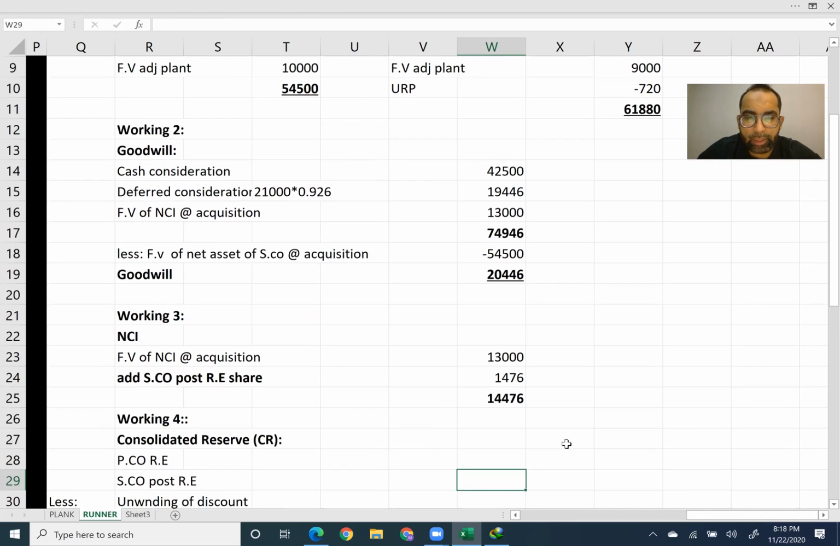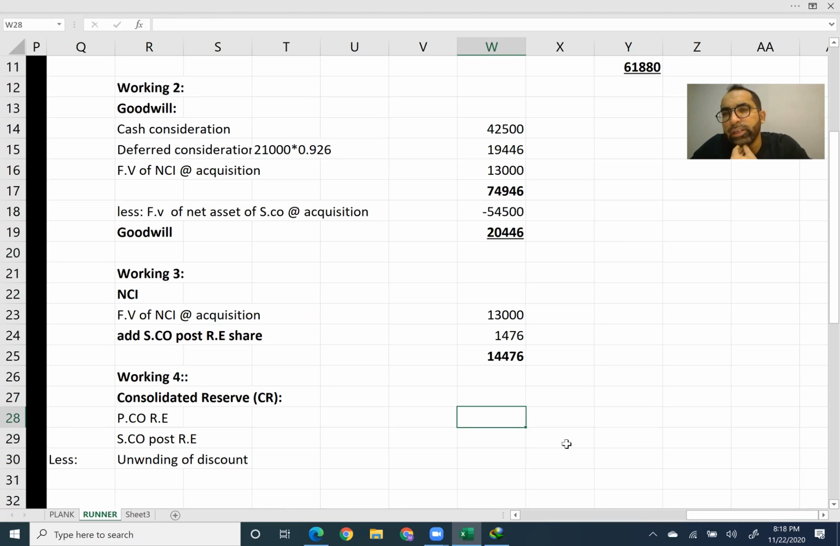Now, consolidated reserve. How do we calculate consolidated reserve? Consolidated reserve means consolidated retained earning, means group retained earning, the combination of both companies' retained earning. So pick out the parent company's retained earning. What's the parent company's retained earning? It is 286,600. And then subsidiary company's post retained earning.